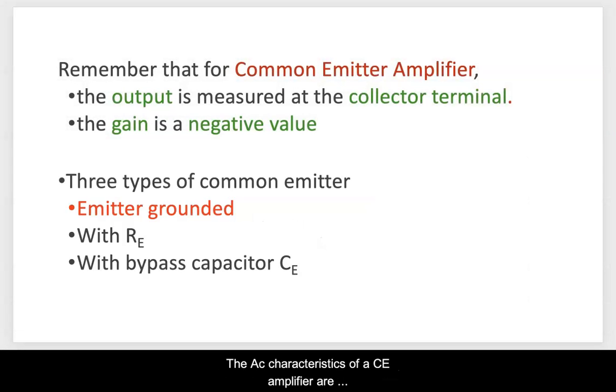The AC characteristics of a common emitter amplifier are demonstrated using its equivalent circuit. The equivalent circuit is also used in many AC calculations. It is derived using these two steps. First, short circuit all capacitors, and second, replace all DC sources with ground symbol. It is very important to remember that the AC equivalent circuit represents the AC characteristic of the amplifier, and it is not used in the DC analysis of the circuit.